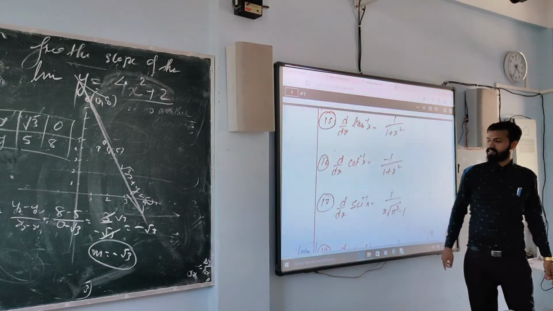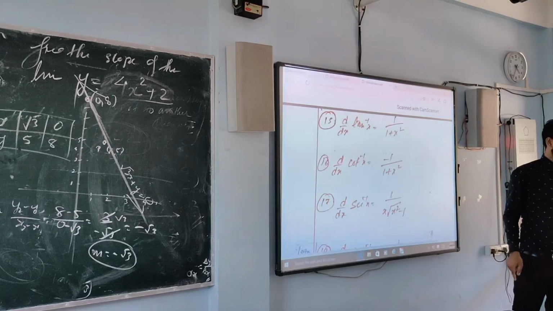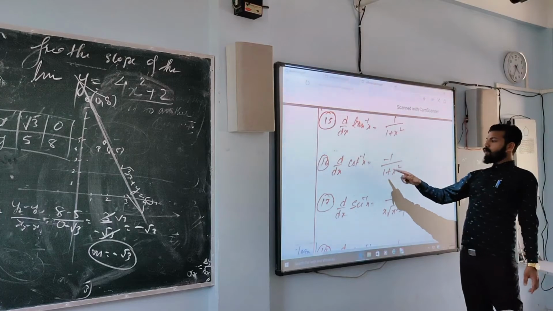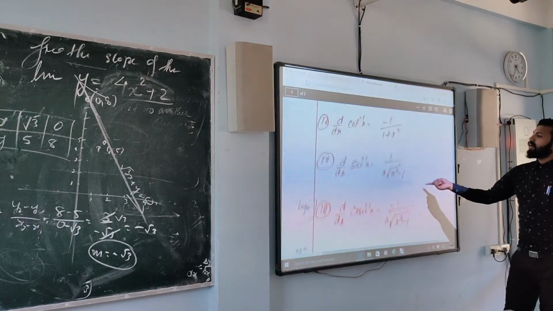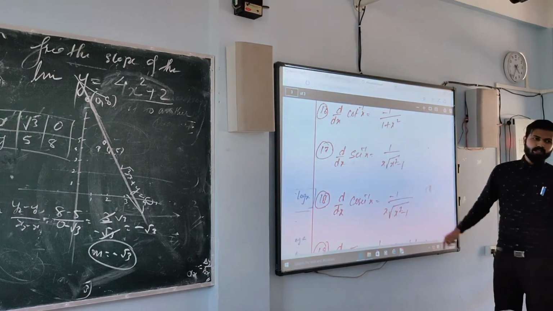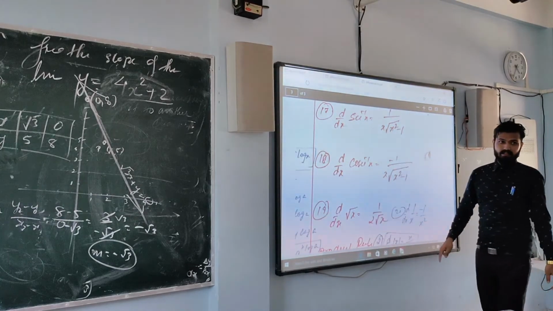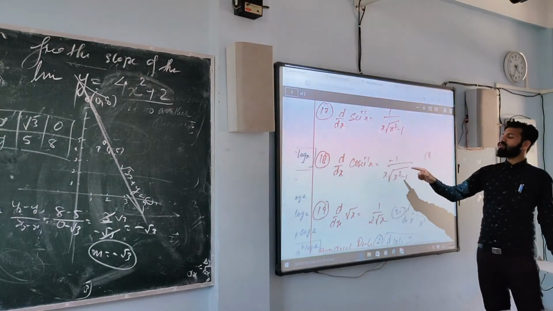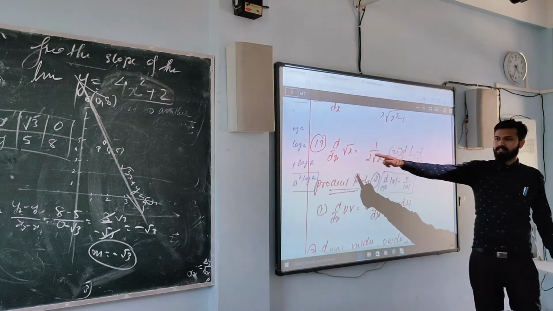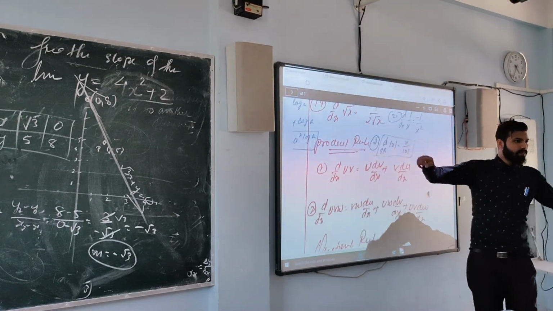d/dx of tan inverse x equal to 1 by 1 plus x square. d/dx of cot inverse x equal to minus 1 by 1 plus x square. d/dx of sec inverse x equal to 1 by x root x square minus 1. d/dx of cosec inverse x equal to minus 1 over x root x square minus 1. d/dx of root x equal to 1 by 2 root x. These 19 are the main formulas.